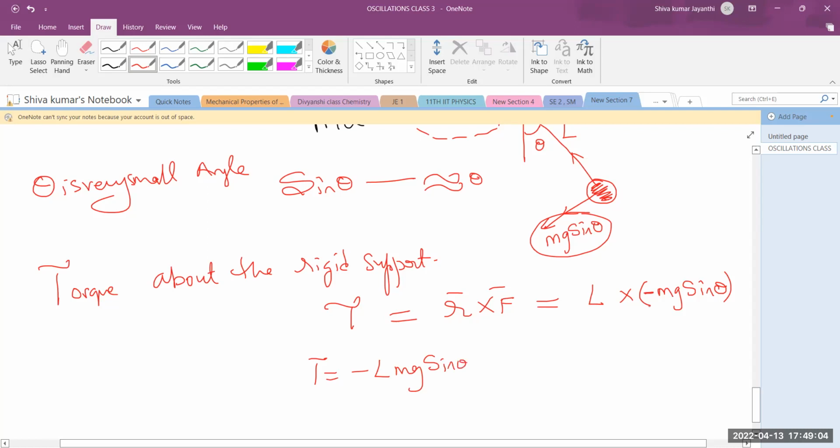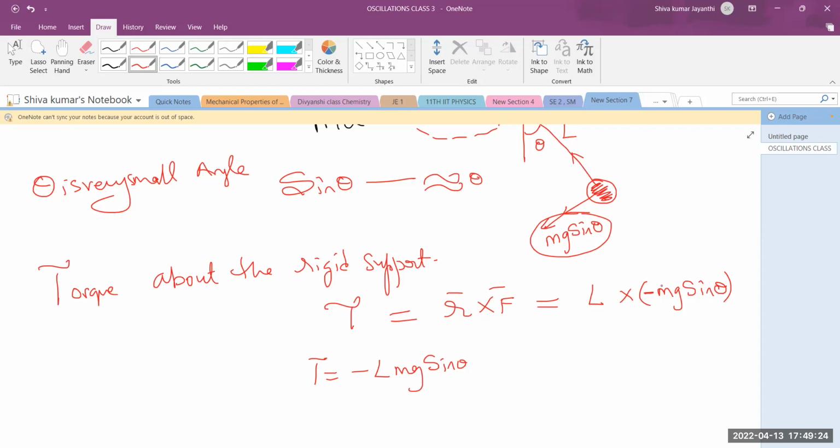You understand this? Why did I write cross and then make it like this without cross? See, L and mg sin theta are exactly perpendicular to each other, so there is no angle between them. Do you understand? And why that negative? Why did I put that minus?